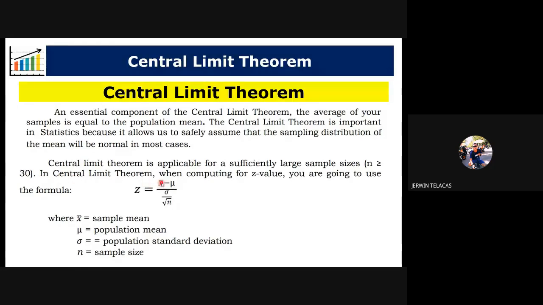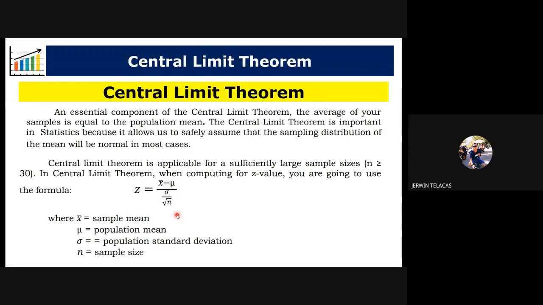So in the central limit theorem, when computing for the z value or z score, right? In our topic last time about areas under the normal distribution, we converted the normal distribution into a standard normal distribution, the one with the z value. So in this case, the formula we will use when a sample is involved is: z is equal to the sample mean minus the population mean, all over the population standard deviation over the square root of n, which is the sample size. So this is the formula we will use when a sample is involved. Okay, when there is a sample.